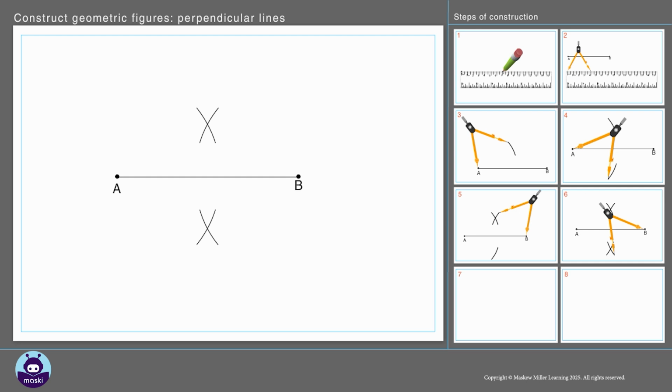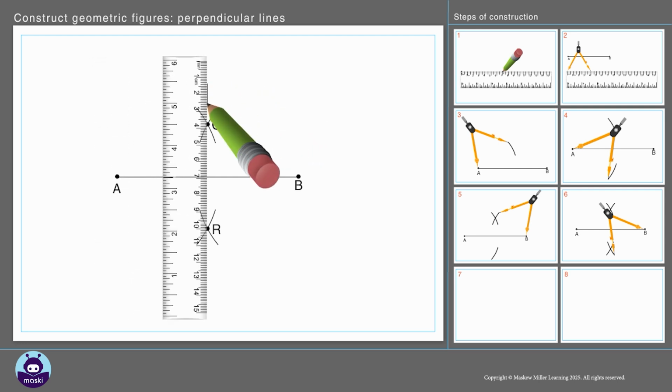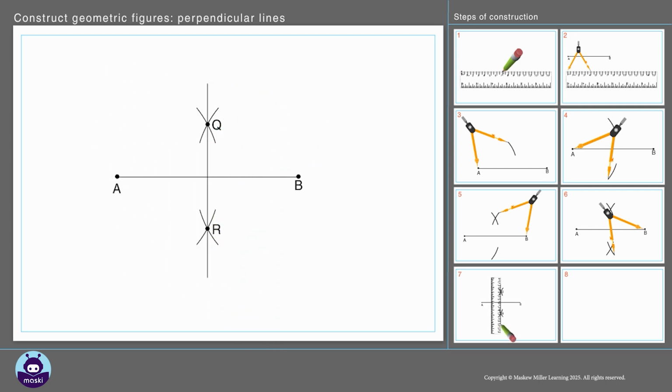We mark the intersection points of the arcs as Q and R. Now, we draw a line passing through Q and R. This vertical line segment, QR, is perpendicular to the horizontal line segment, AB.